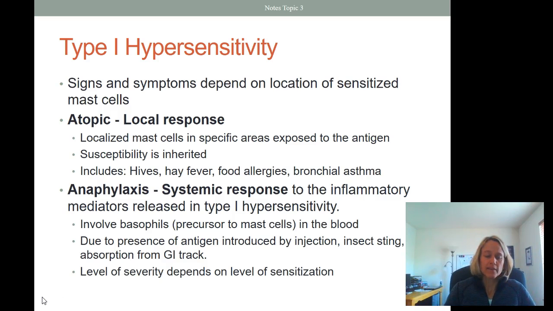Anaphylaxis is a systemic response to those mediators that are released into the blood. So these involve basophils rather than mast cells. Basophils are the precursor to mast cells that are found in the blood. So this can occur in response to insect venom, insect sting, food allergies due to absorption of that antigen into the bloodstream from the GI tract. The level of severity of anaphylaxis is going to depend on the level of sensitization. Okay, how many basophils have been sensitized?